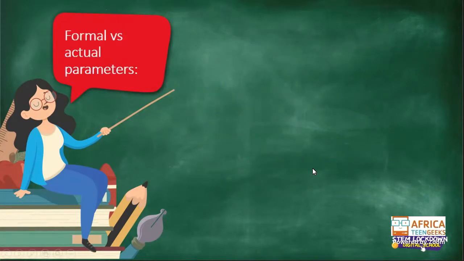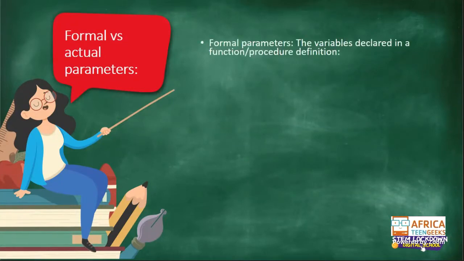Okay, so just a quick theory behind formal versus actual parameters. Formal parameters are the variables declared in a function or procedure definition. So at the top, under private, where you place parameter name, colon, type, and so on, those are called your formal parameters. So let's see an example.